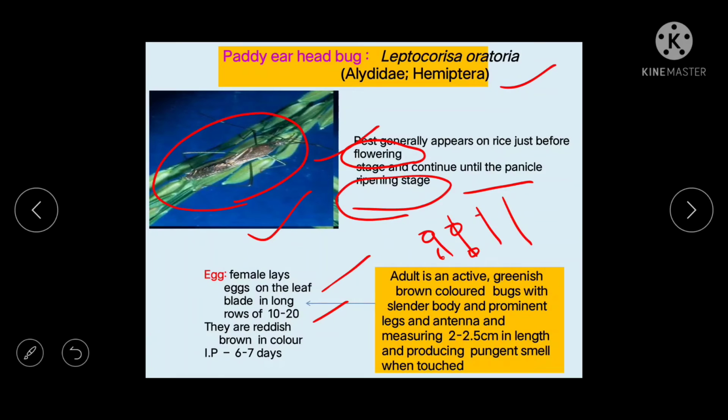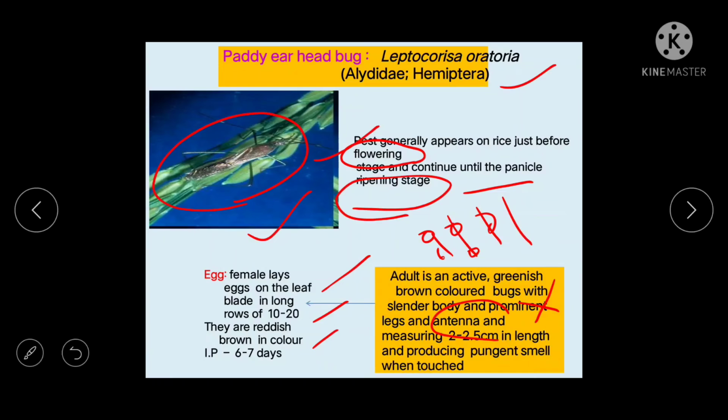Then they are reddish brown in color. Incubation period is 6 to 7 days. The adult is active, greenish brown in color, as you can see here. It has a slender body with prominent antennae and legs. The antenna measures 2 to 2.5 centimeters in length. This is not necessary to remember.